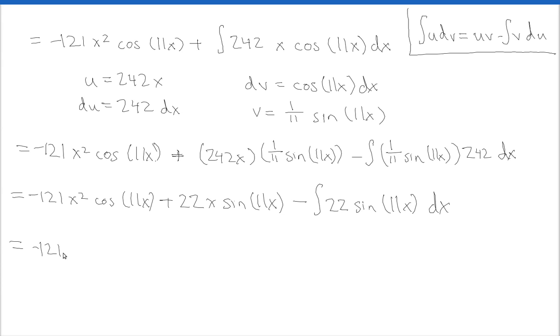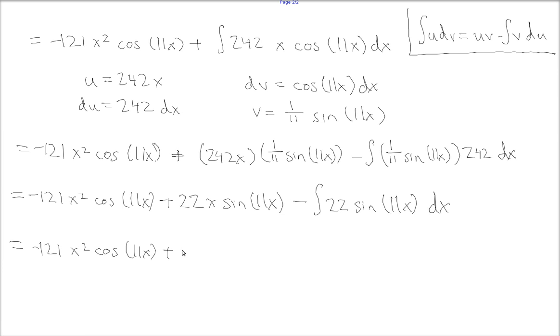The first two parts stay the same, so I'm just going to rewrite them here. And then our integral, when we integrate sine, we get negative cosine 11x, but I already had a minus here, so that's going to be a plus. And then 22, and since there's 11x in here, we have to divide by 11. And don't forget your plus c on the end there.